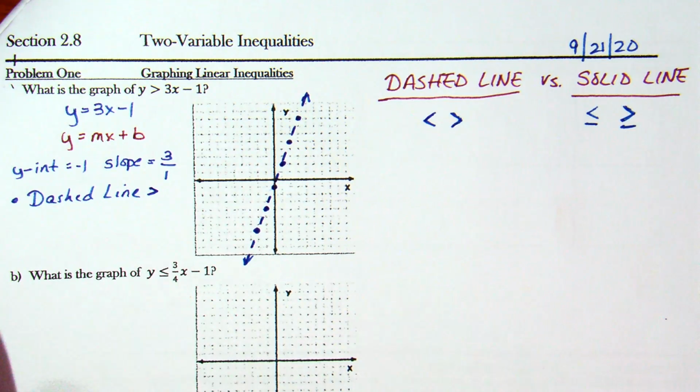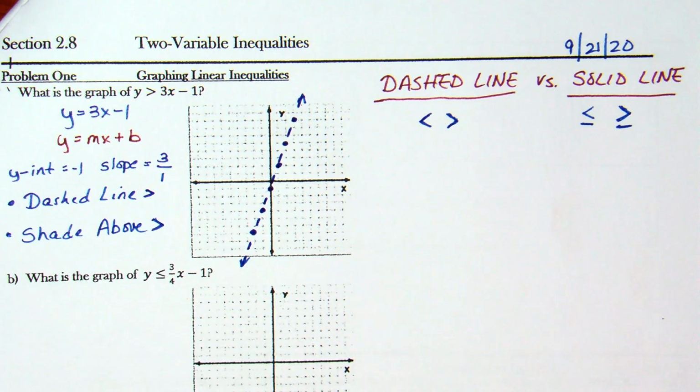Now, where is greater than on this particular graph? Where is above the line? Is above the line on this side or on this side? The one that kind of looks like the left side, yes?